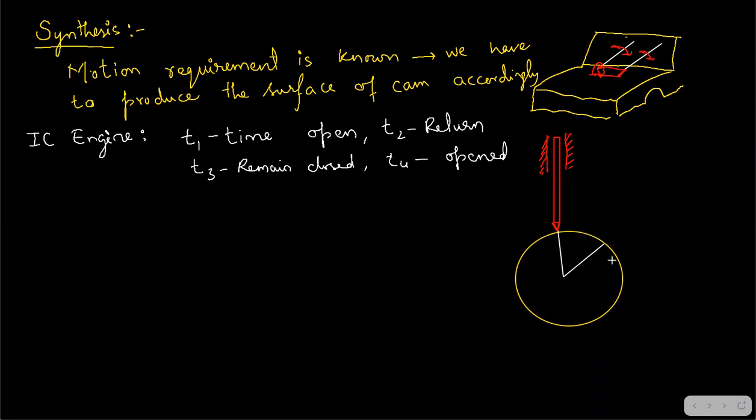For example, I'm rotating this disc in the anti-clockwise manner. From this point to this point, if I'm maintaining the same radius, will the follower move up or down? It is not going to move in any direction, right? Now this is the first 60 degrees.